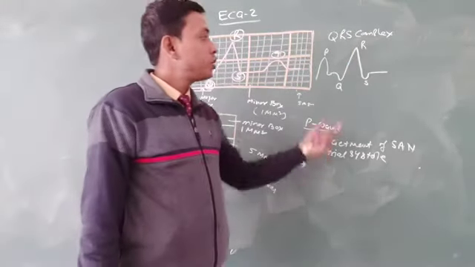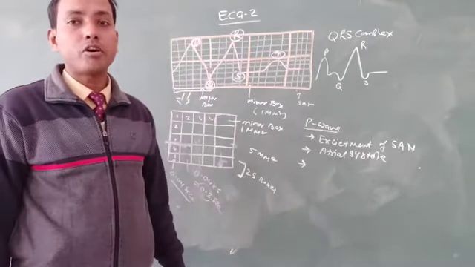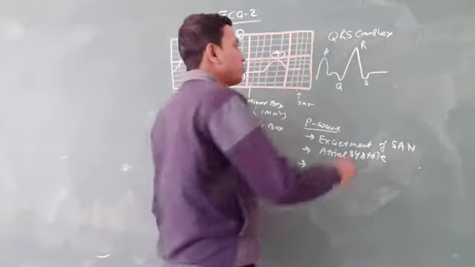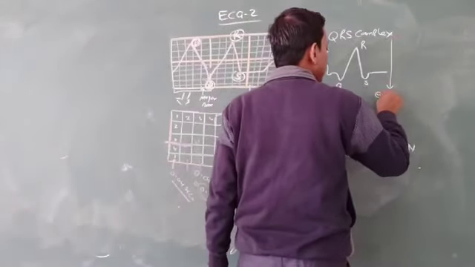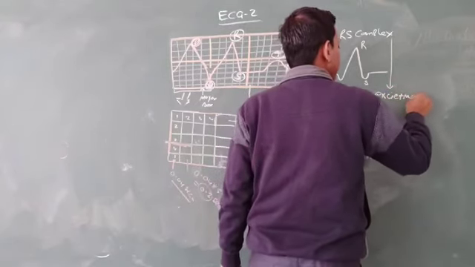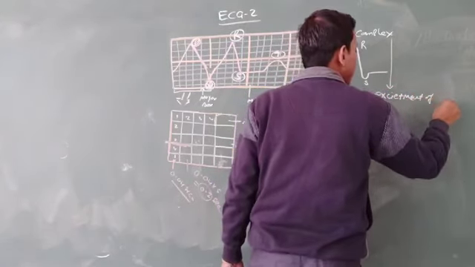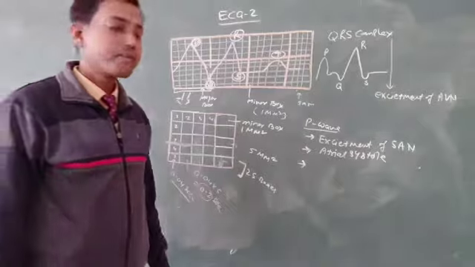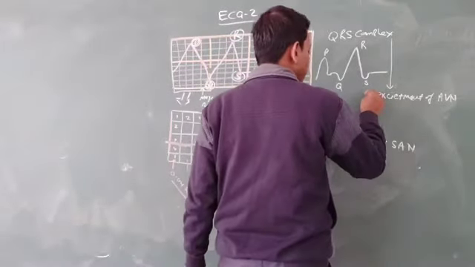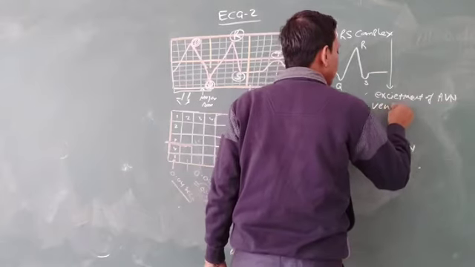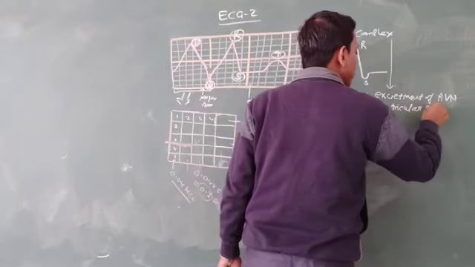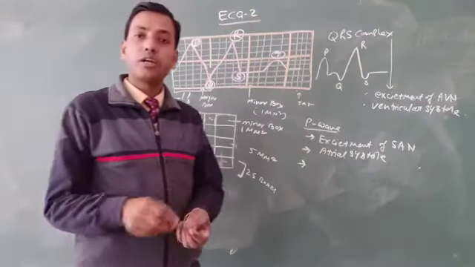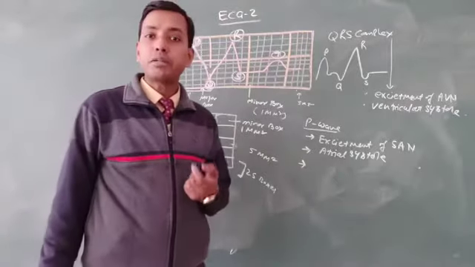Listen carefully. The QRS complex is bigger because it represents the electrical activity or excitement of the AV node. This represents the excitement of the AV node, and it is responsible for ventricular systole. What happens after ventricular systole?